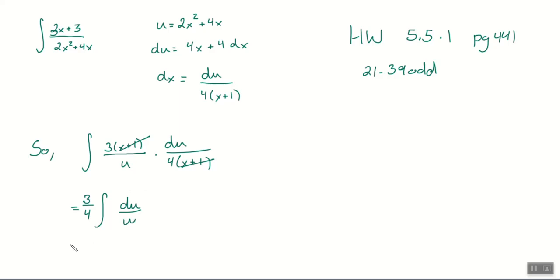What's the integral of 1 over u? It's the natural log of the absolute value of u. And what was u this whole time? Okay, perfect. Anything else we need? Plus C.